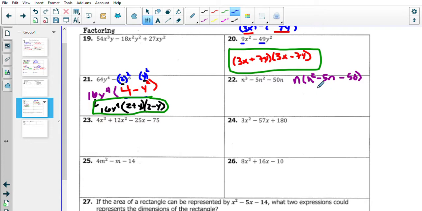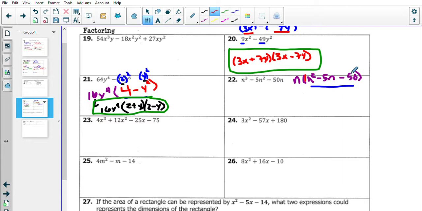So now we look inside the parentheses, just like we did in number 21, and we have to say, okay, how many terms do I have? I have 3 terms, n squared, negative 5n, negative 50. So that tells me it's either a basic trinomial or a slip and slide trinomial. And where do we look in order to figure out which one we have? We look at the coefficient in front of the squared term, which in our case is a 1. And because it's a 1, that tells us that we have a basic trinomial.